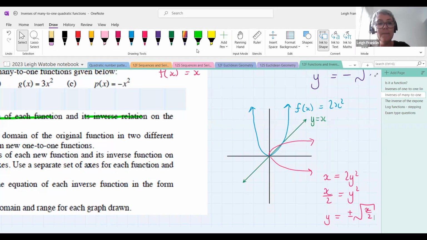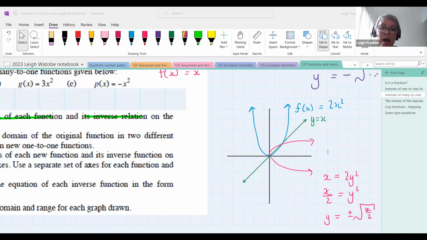Okay, Palesa, do you have a question? Yes, ma'am. I wanted to ask about the one in the red. Will it always be in that direction when it says inverse relation on the same set of axes? Yes. So Palesa, if your coefficient of x squared is positive, then it will be like that. If it's negative, it will be the other way.